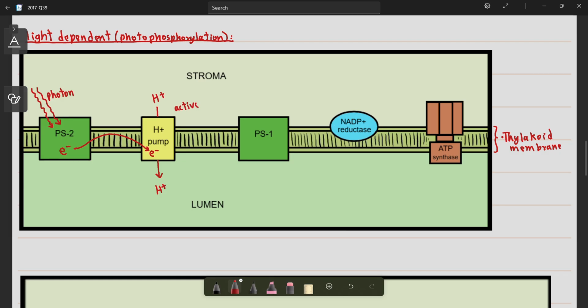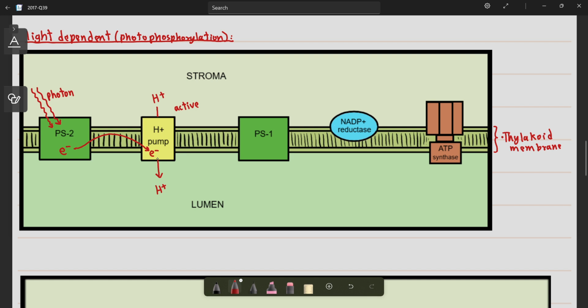So it has to pump these protons against the concentration gradient, because there is a larger amount of protons that need to be pumped inside the lumen. So it has to be an active process to pump against the concentration gradient. The energy for this process is provided by this high energized electron that comes from photosystem 2.